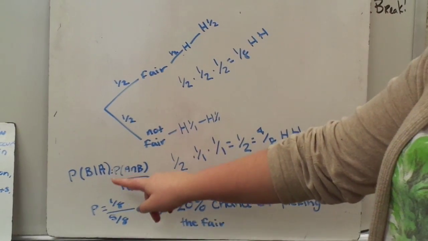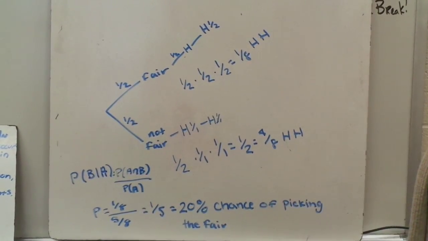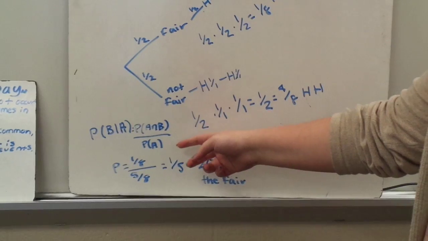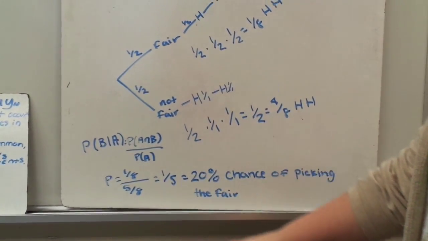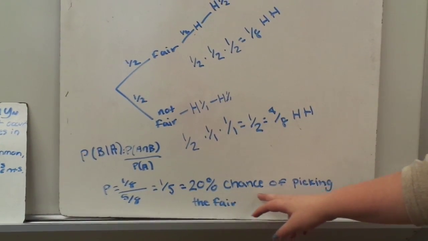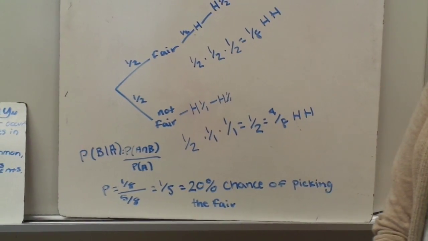So then you want to get the probability of B given A, which will be equals probability of A and B over probability of A, which equals 1/8 over 5/8 equals 1/5, which equals 20% chance of picking the fair coin.